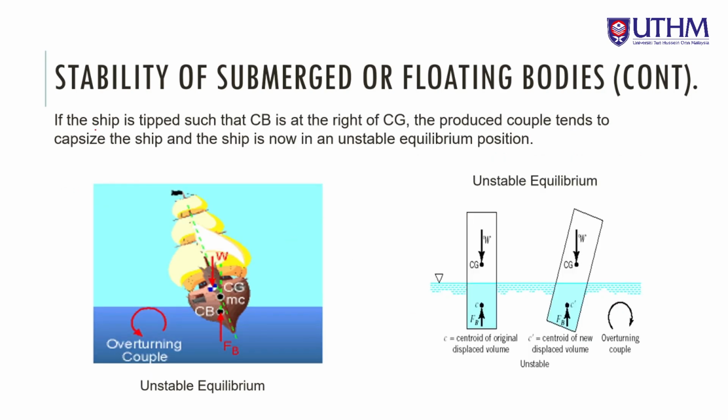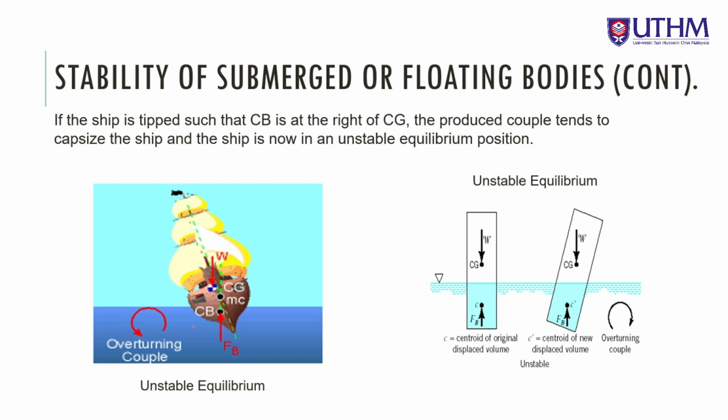If the ship is tipped such that CB is at the right of CG, the produced couple tends to capsize the ship and the ship is now in an unstable equilibrium position. So, kalau ship ini digerakkan dan dia punya center of buoyancy berada di kanan center of gravity, the produced couple, which is overturning couple, tends to capsize the ship.